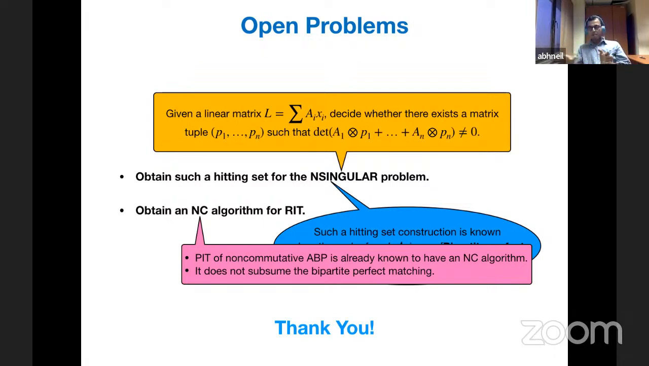Now for ABP PIT, you can also think of it as the determinant of a linear matrix. You want to find a substitution for which this determinant is non-zero. Similarly here, the problem is that we want to find a matrix substitution for which this determinant is non-zero. The limitation of our technique is that it crucially uses that the inversion height should be bounded by log s. In the case of the singularity problem, it was shown that if you take a symbolic matrix and consider its inverse, the inversion height can be as large as linear in s. It is not bounded by logarithmic in s. So our hitting set doesn't work for that case. Here the challenge is to come up with something for which the determinant is non-zero.